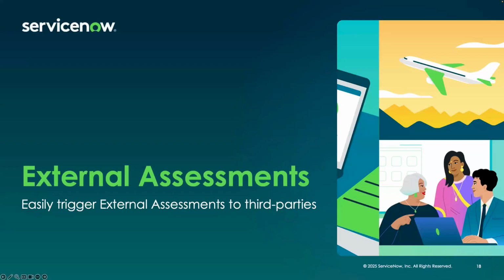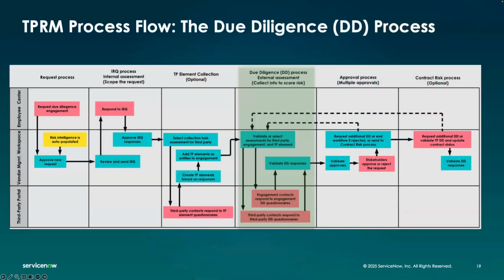Okay, now that we have reviewed assessment configurations, let us review how the external assessments can be triggered to the third parties. All right, what's the due diligence workflow anyways? Simply put, the due diligence workflow delivers a streamlined, standardized, and repeatable experience for managing the third-party relationship with the internal third-party risk team. Let us understand why this process is critical to conducting assessments, whether internal or external, to understand the third-party risk posture.